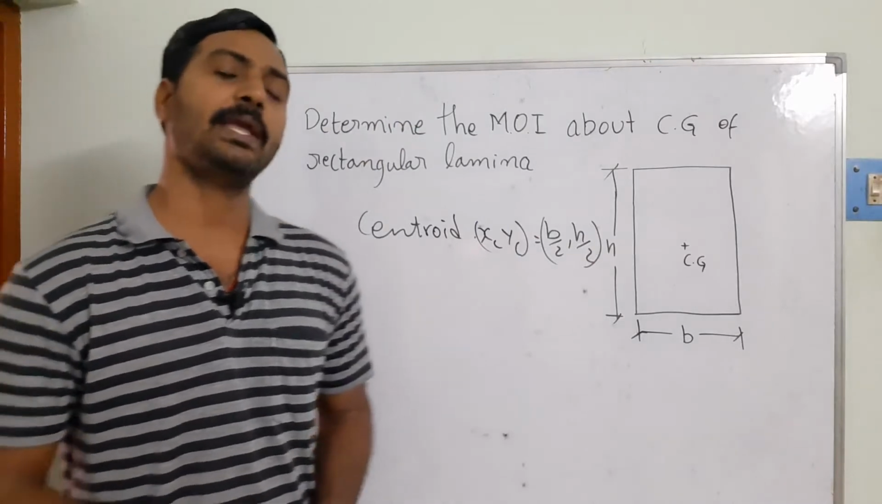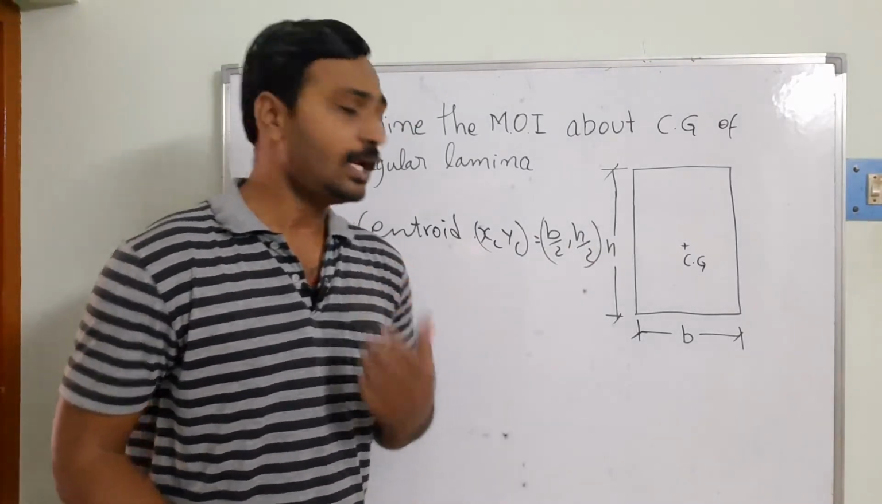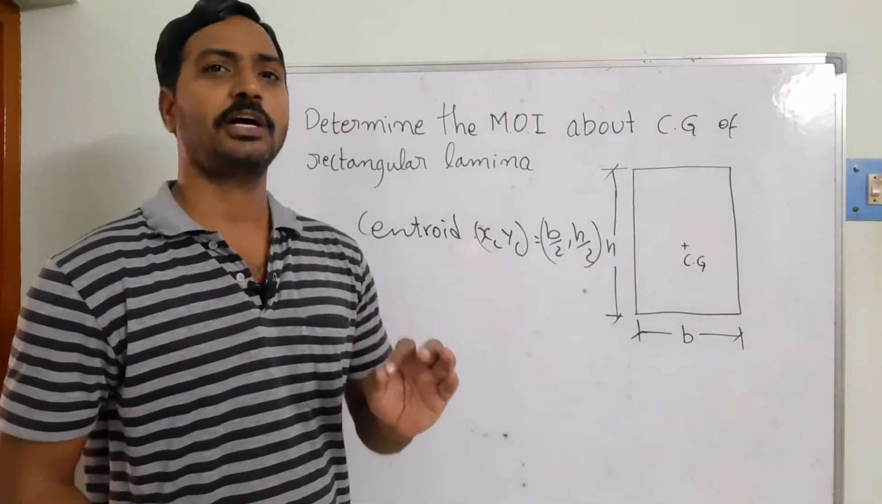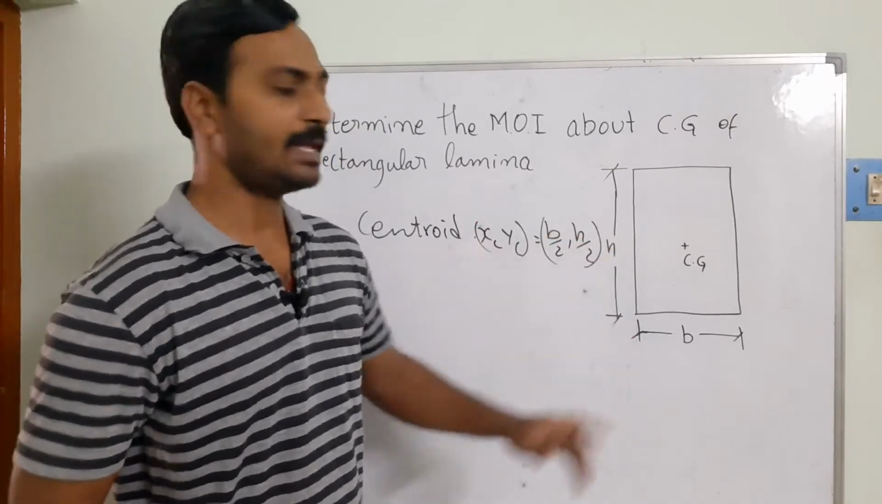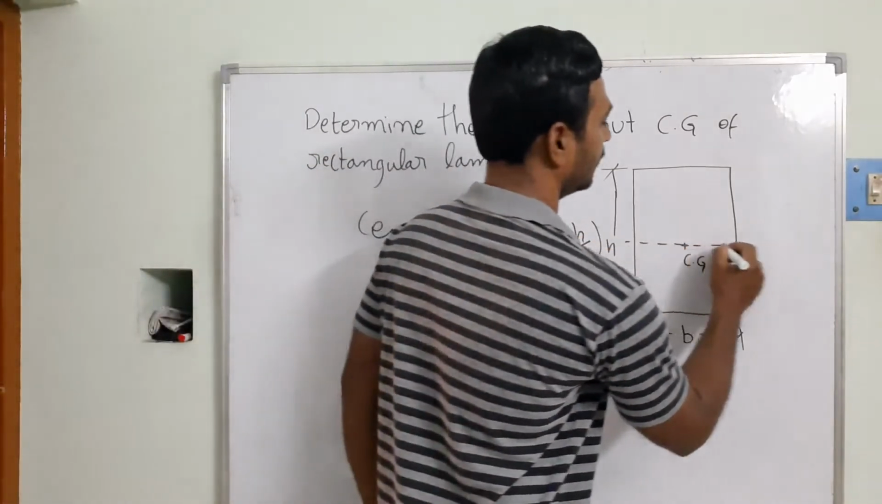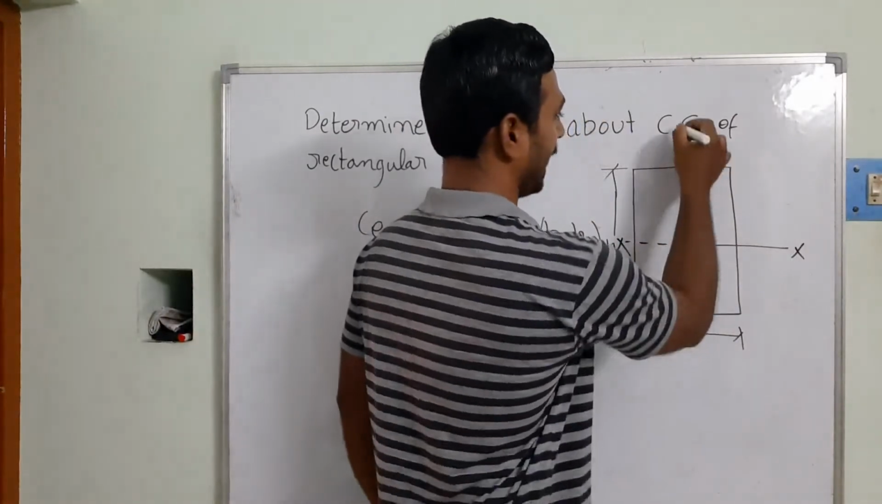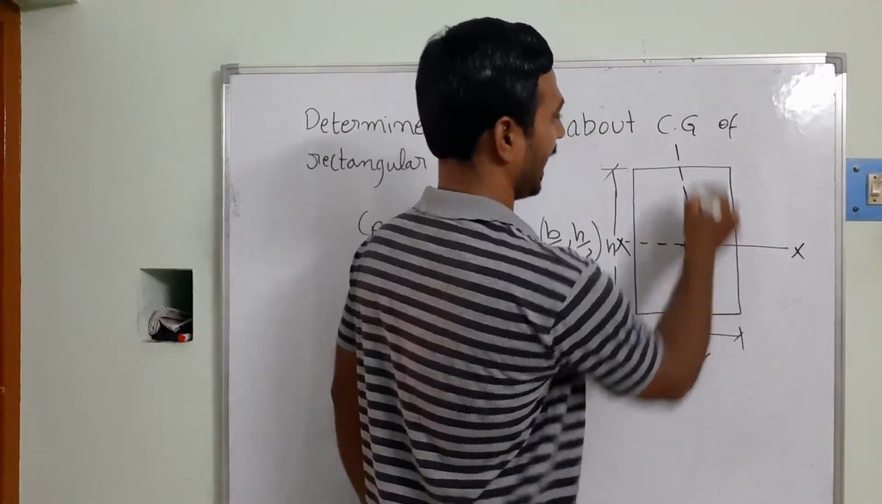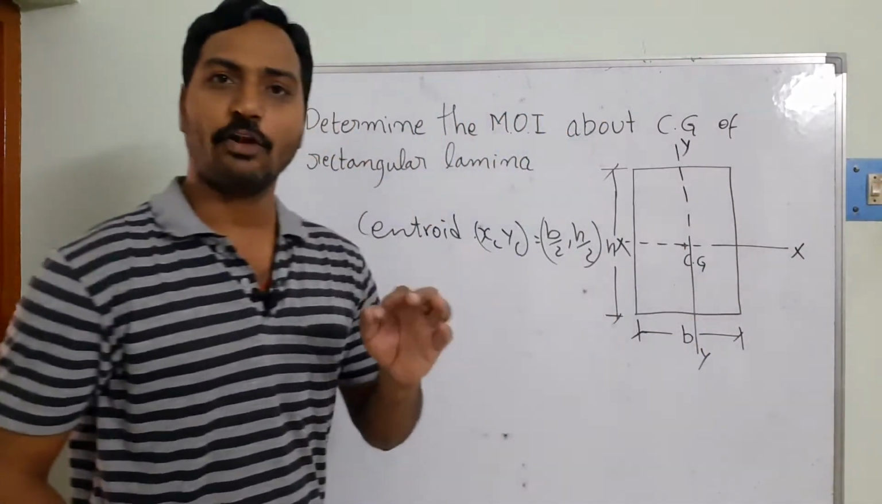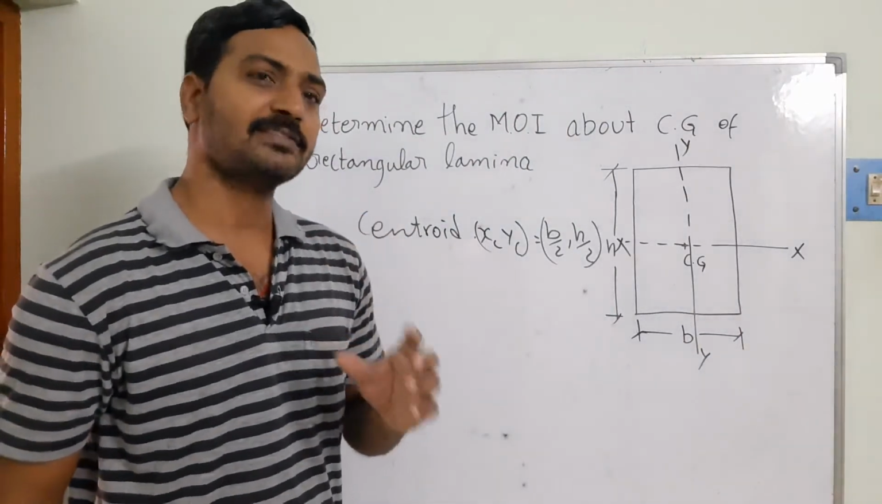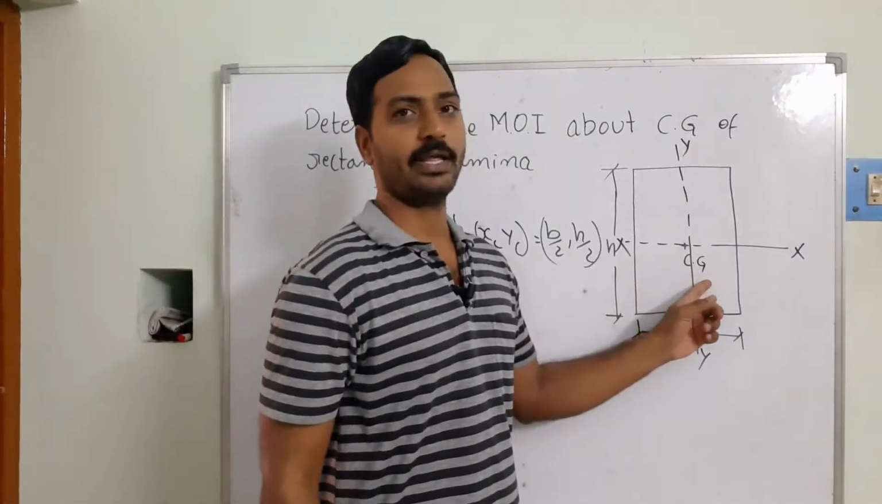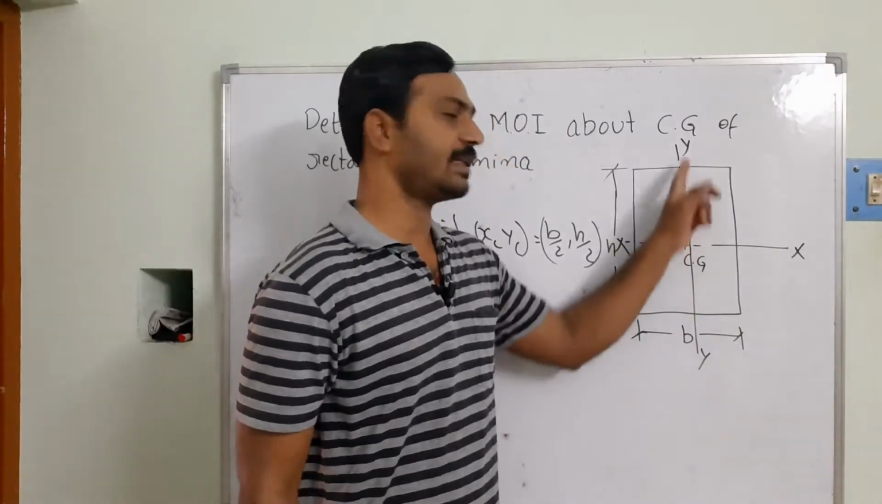Once we have calculated the centroid, we need to calculate the moment of inertia with respect to the centroid. So I am going to take the axes over here. This is your X axis and this is your Y axis. Can you see the centroid? Your observation axes pass through the centroid, as XX as well as YY.